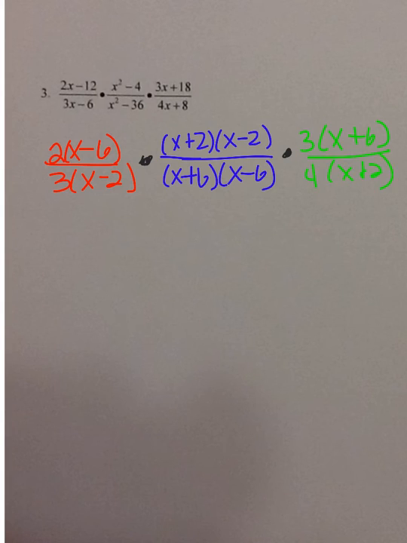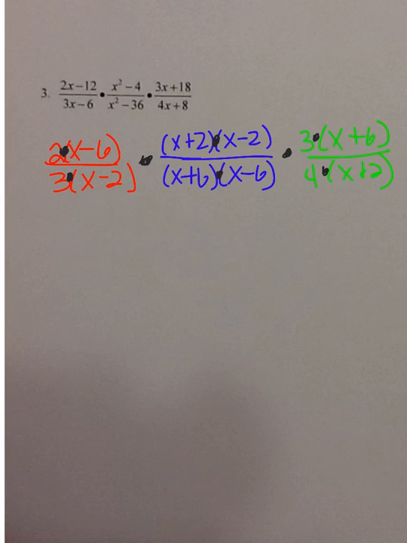And let's see where my factors are. I have multiplication in between 2 and x minus 6, in between 3 and x minus 2, in between x plus 2, x minus 2, in between x plus 6, x minus 6, in between 3 and x plus 6, and in between 4 and x plus 2.